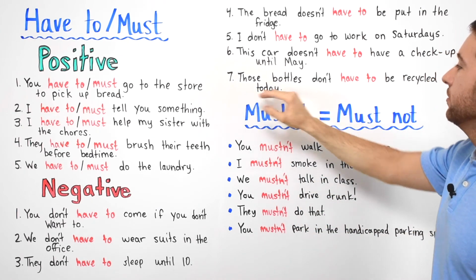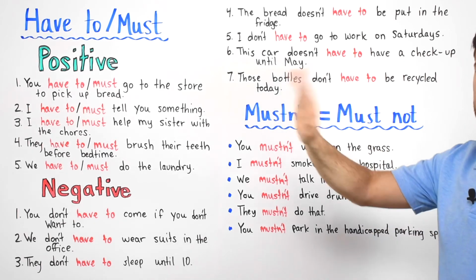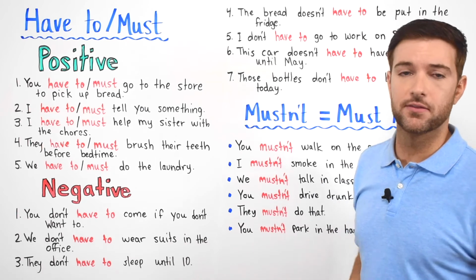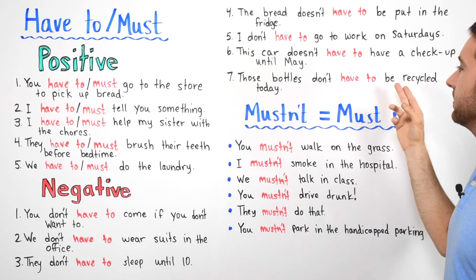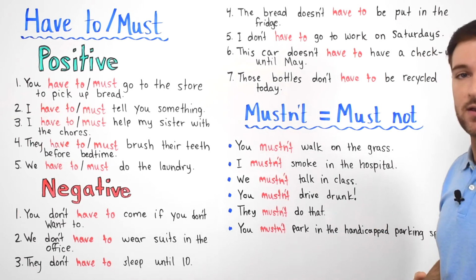Number seven, those bottles don't have to be recycled today. No, you could do it another day, not today. You could do it tomorrow or next week or next month. But you don't have to recycle the bottles today. They don't have to be recycled today, okay?